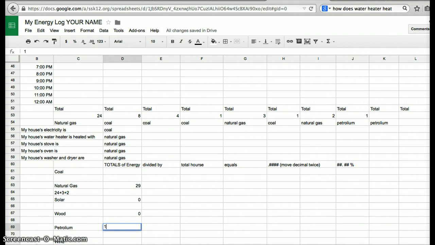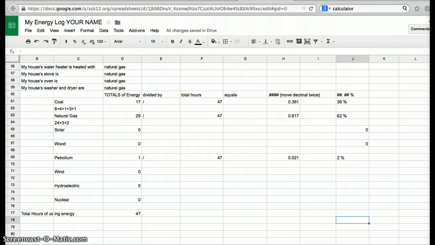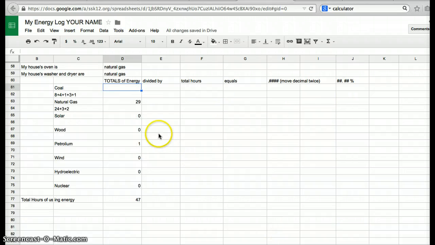So I keep doing that for each of them. Okay, so I hadn't quite finally put in what coal was. So we had 8 plus 4 plus 1 plus 3 plus 1, so we have 17 for coal for our total hours. Now the final step in this part of our process is going to be to total these numbers.